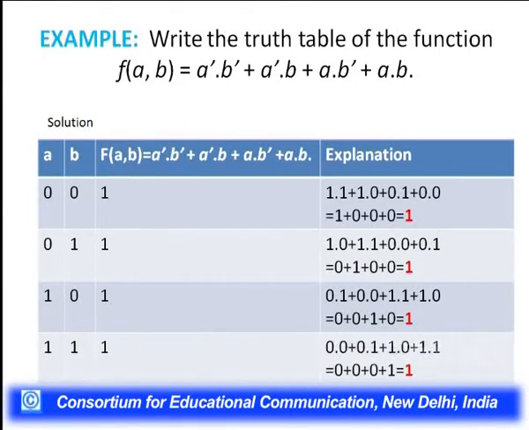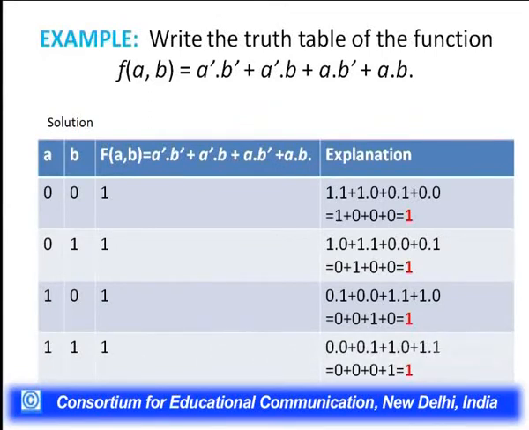So now 1 dot 1 is equal to 1, 1 dot 0 equals 0, 0 dot 1 equals 0, 0 dot 0 equals 0. So 1 plus 0 plus 0 plus 0, the summation is equal to 1. So you can write 1 in the function.